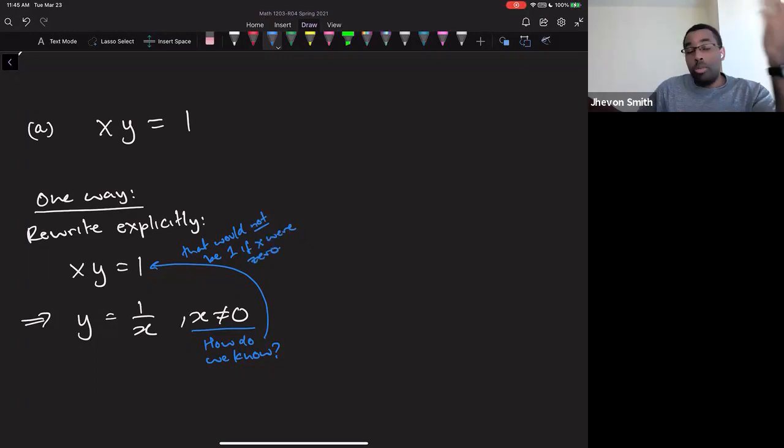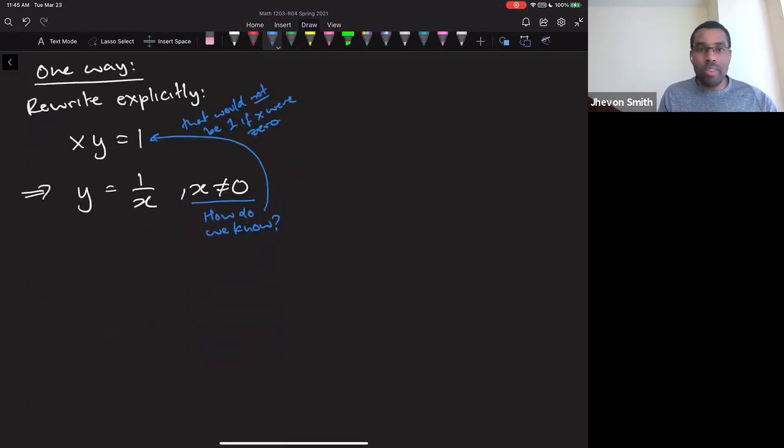Right. So I can divide both sides by x, and I don't really have to worry about division by 0 or anything like that, because I know my x is not 0, because if it were 0, then I would not get a 1 there. I would get a 0, right? So this is completely fine for me to rewrite it this way.